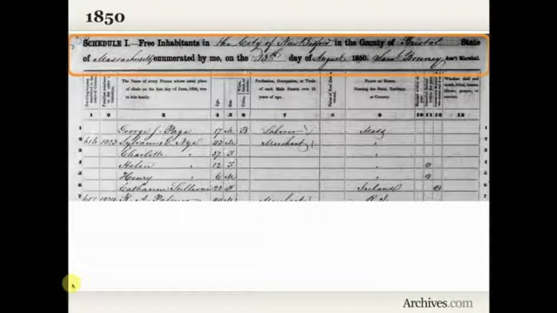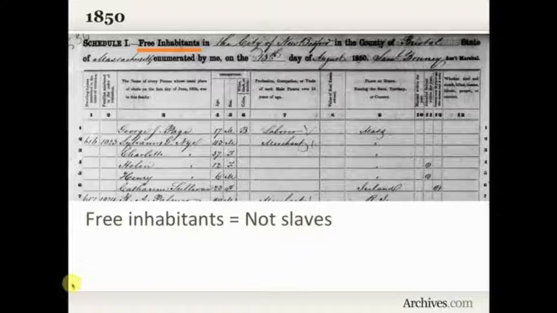And up at the top, they used a great standardized form, and it would tell exactly what schedule it was. It would say the city or the township, the county, the state, and what date the census was actually taken. And you might have noticed here at the top where it says free inhabitants. What that means is that the people listed on this page are not slaves. Slaves were considered property and were not listed by name in the 1850 census.